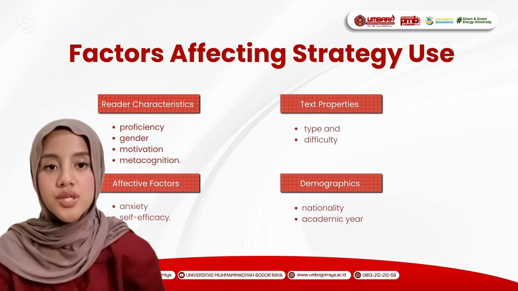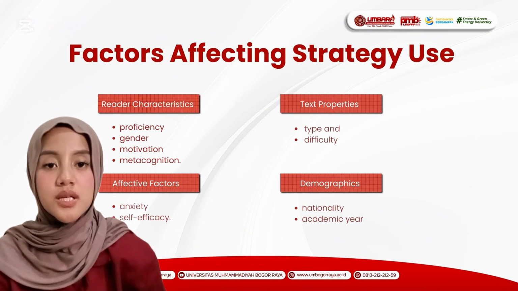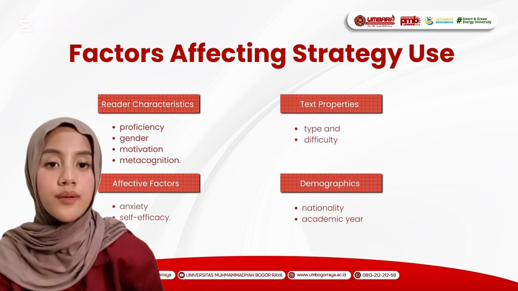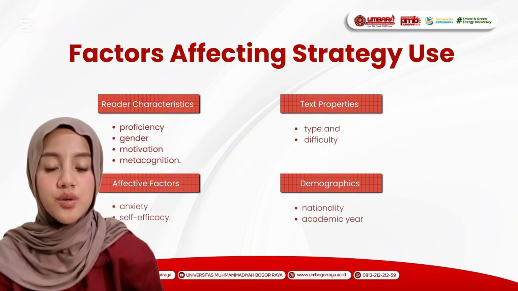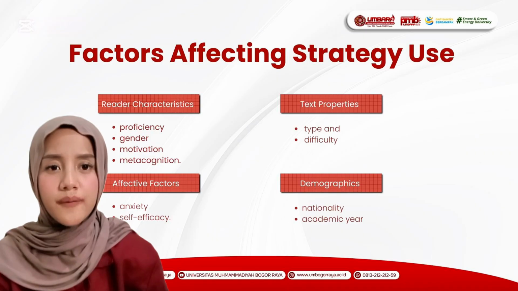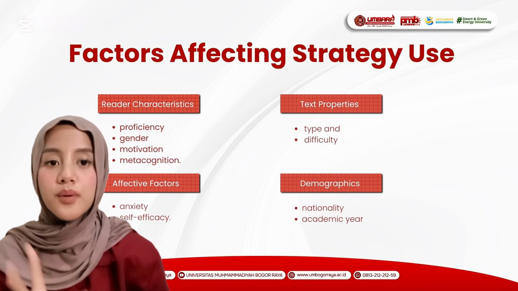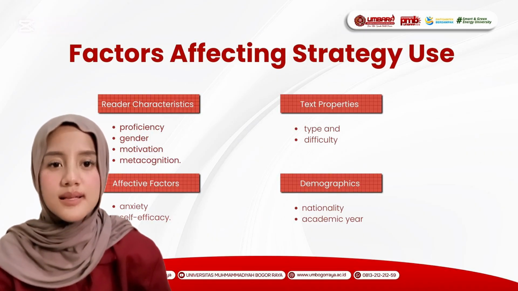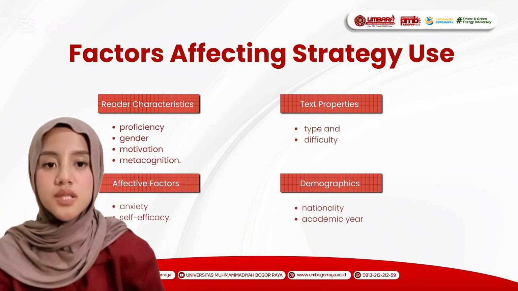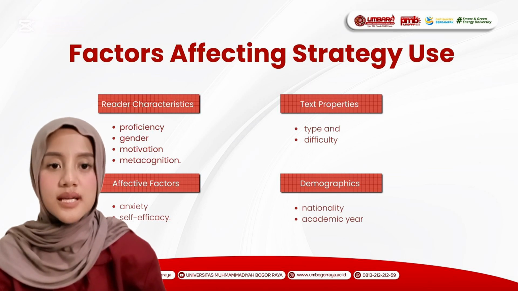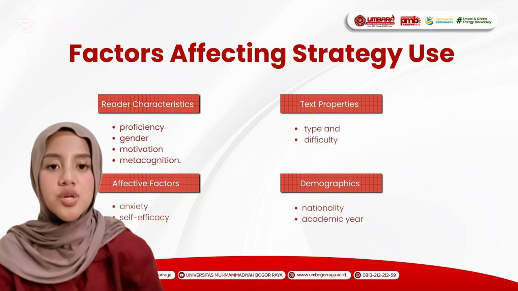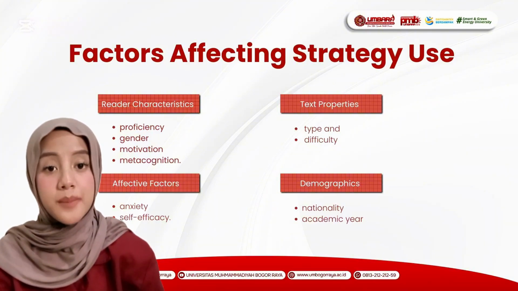Okay, next, factors affecting strategy use. Strategy use can be categorized into four major groups. First, reader characteristics, which include proficiency level, gender, motivation, and metacognition. Second, text properties, namely text type and difficulty level. Third, affective factors such as anxiety and self-efficacy. And fourth, demographics, which comprises nationality and academic year.